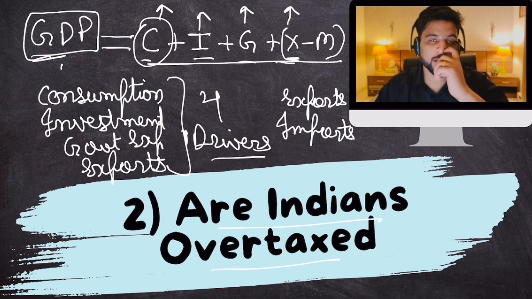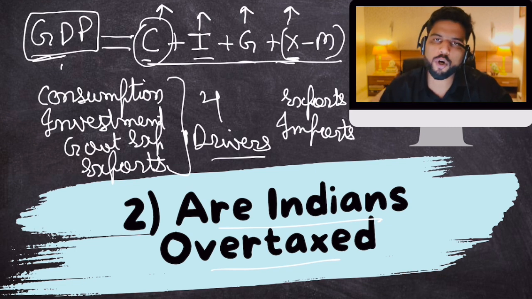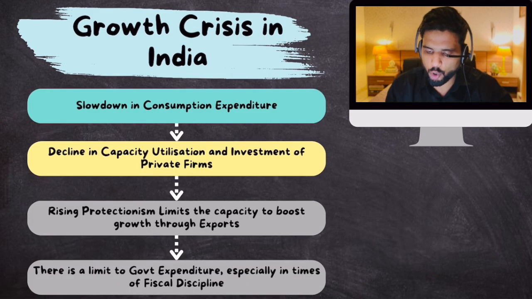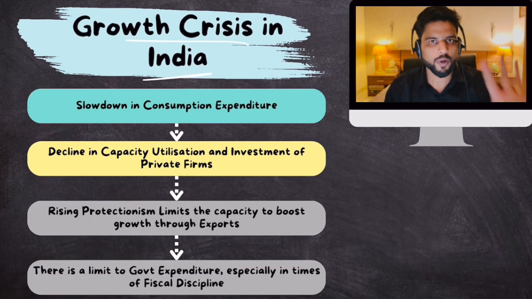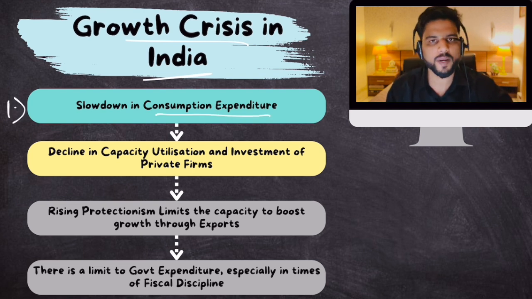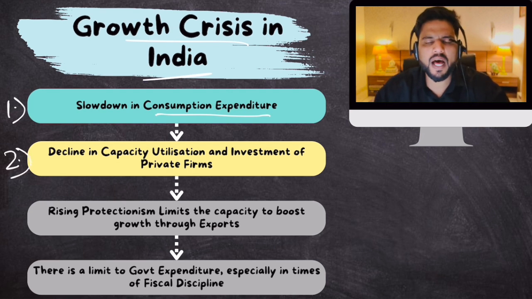Now, in recent times, India's GDP growth rate has slowed down. And what is the reason behind it? The reason is that these four drivers have slowed down. Let's talk about that. Growth crisis in India. There were four drivers. Number one driver that has slowed down is consumption expenditure. People are not spending that much on goods and services. Because of that, private investors are also not investing that much money.